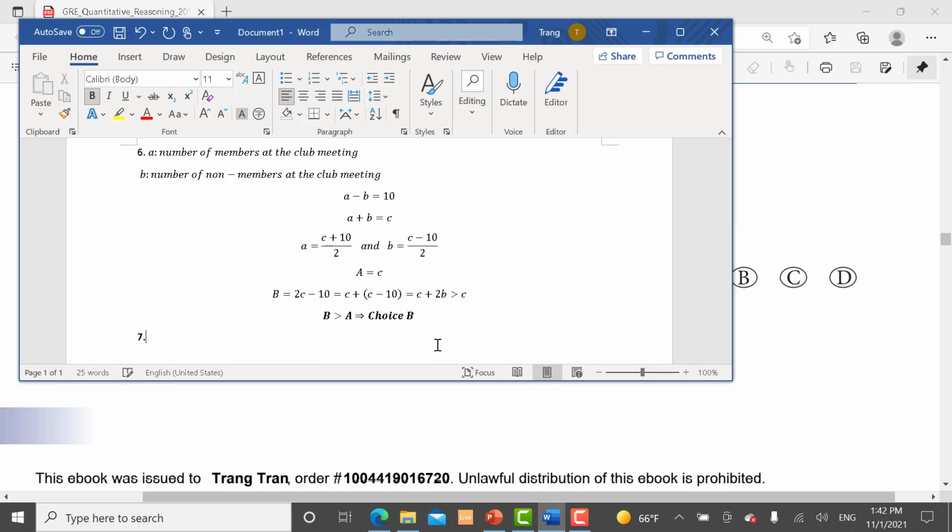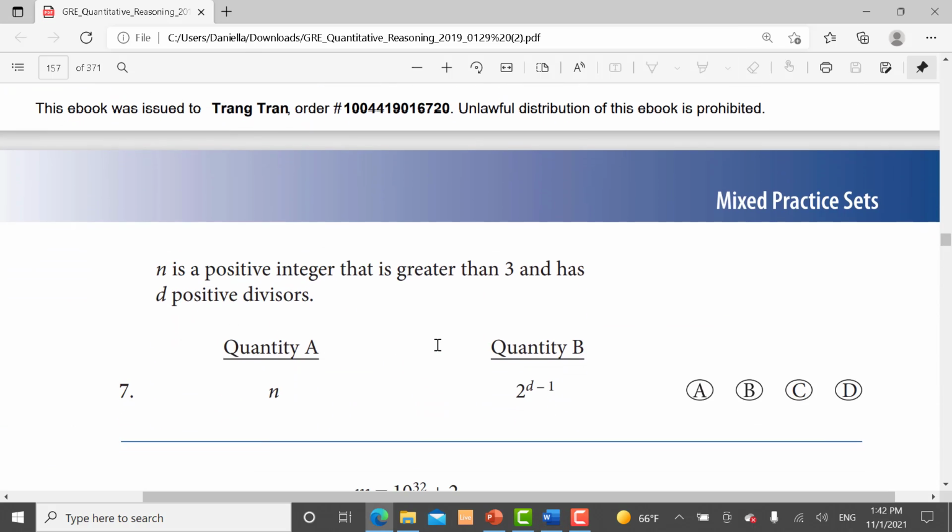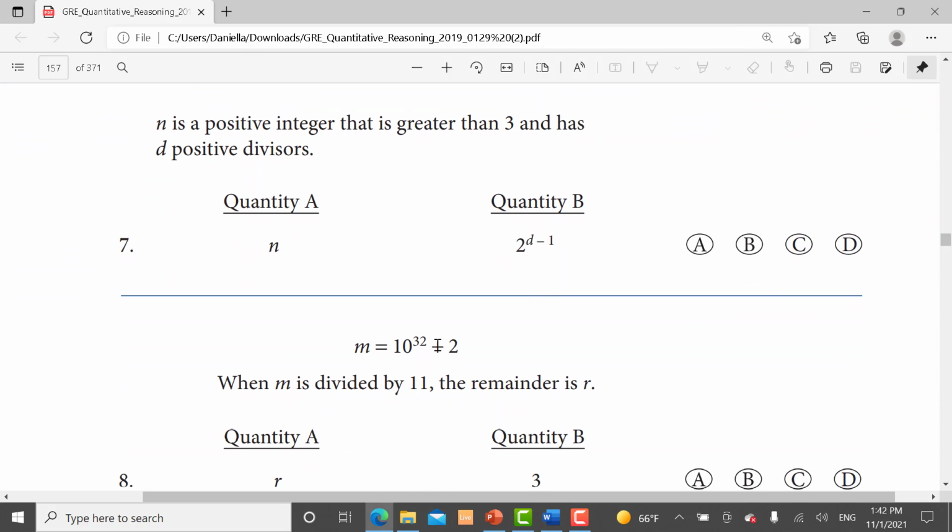Alright, question number 7. N is a positive integer that is greater than 3. And D is a positive divisor. And we want to compare N and 2 to the D minus 1.